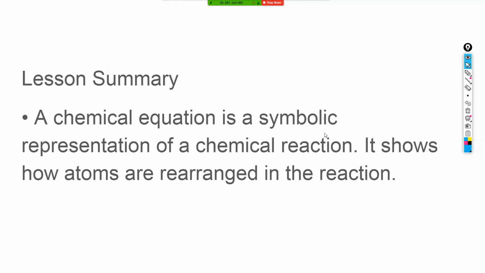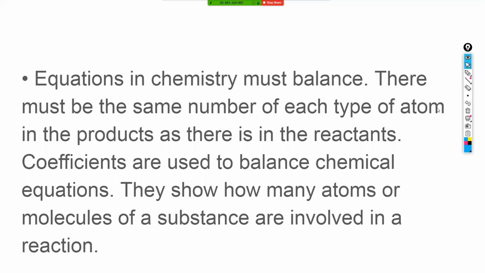So again, just as a summary, a chemical equation is a symbolic representation of a chemical reaction. It shows how atoms are rearranged in the reaction. It's the recipe. It's the instructions. It's how much you have to put in. It's the types you have to put in. Equations must balance. What you start with is what you end with. And that's what we did with the chart and with the coefficients. There must be the same type.